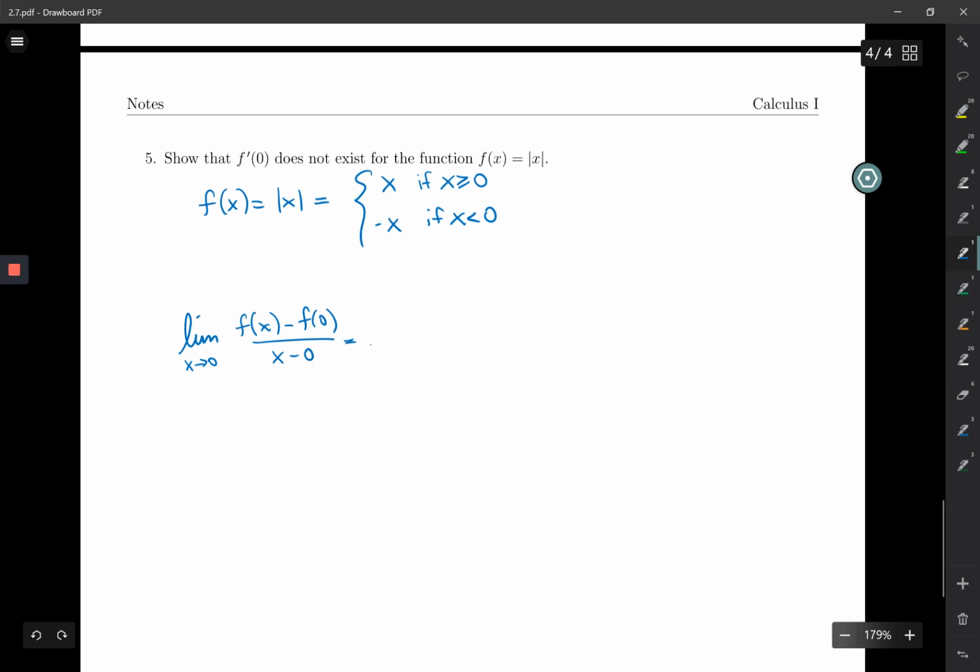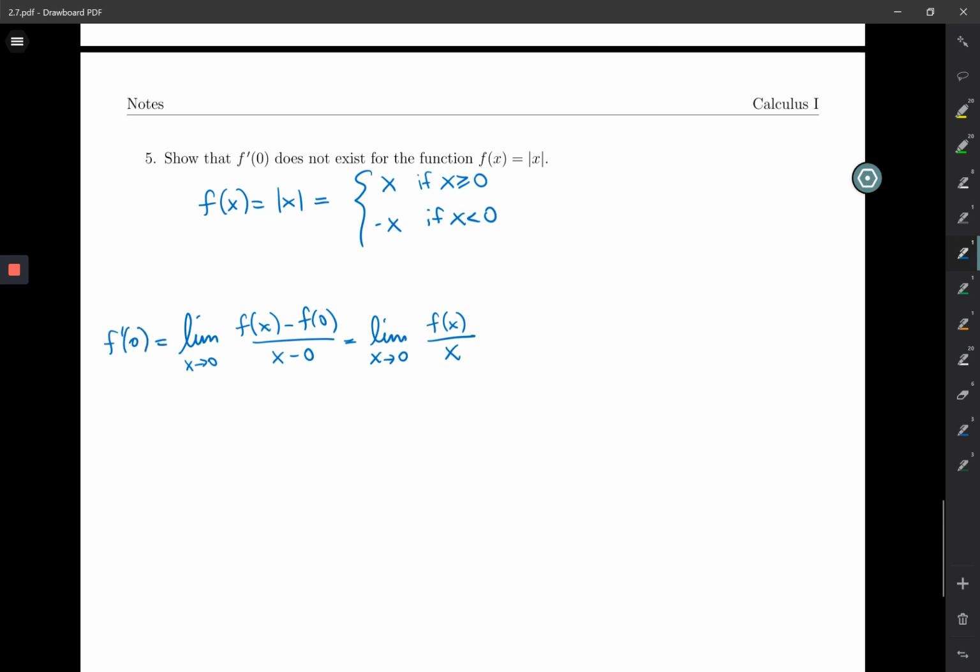Which is equal to just f of x over x, right? Because if we evaluate at 0, the absolute value of 0 is just 0. Okay, so this is the limit we're interested in, and this would be f prime of 0 is equal to this.